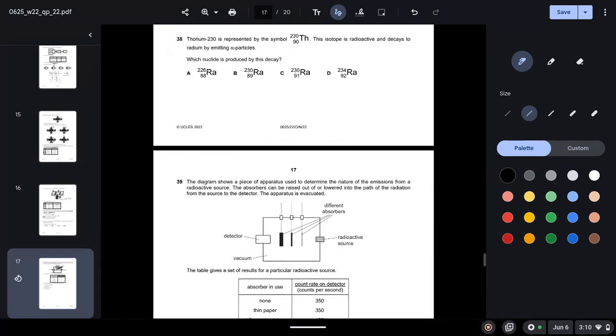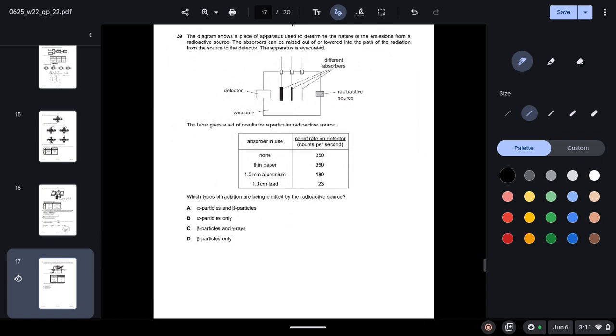Thorium-230 is represented by the symbol shown. This isotope is radioactive and decays to radium by emitting alpha particles. Which nuclide is produced by this decay? So we know that alpha particles are of this nature. When you remove this from thorium, 230 minus 4 gives you 226, and 90 minus 2 gives you 88. So A is your answer.